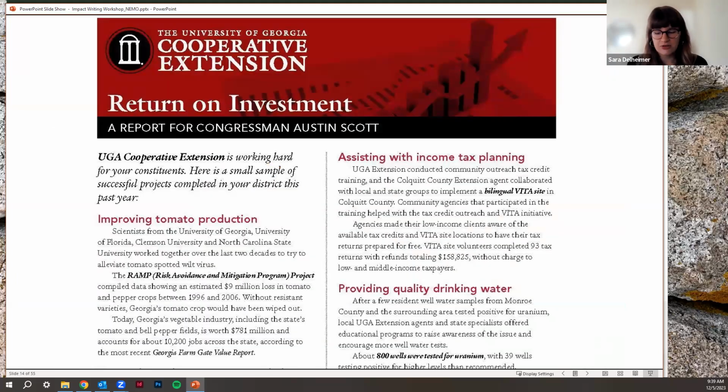Impact statements can be shared with policymakers or elected officials to educate them about issues, about your projects and programs and impacts. They show your return on investment and show that your institution is an innovator or a leader in a certain field and that you're making a difference.